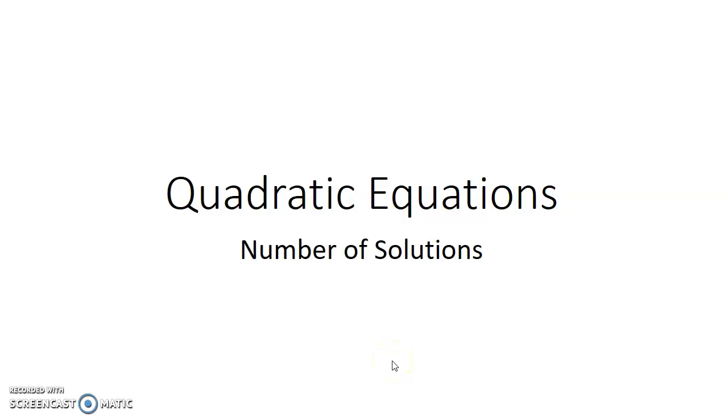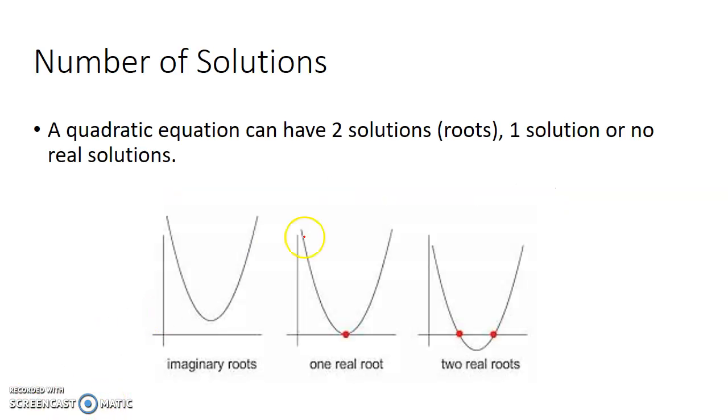Hey guys, I wanted to create a real quick video to talk about how we can quickly determine if quadratic equations have two solutions, one solution, or what we say is no real solutions or no real roots. First we're going to look at graphs.